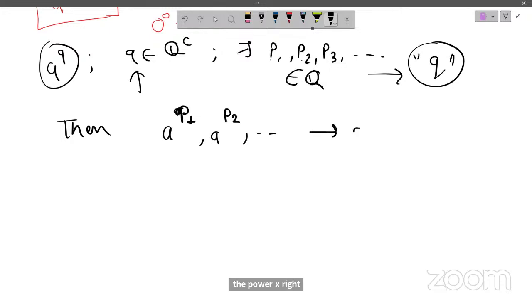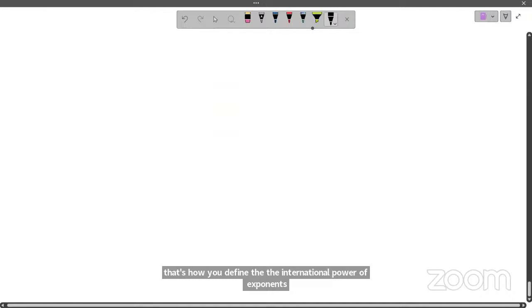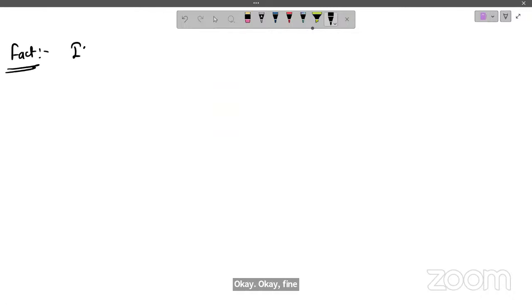Rational numbers. So then what happened? This sequence will go to a to the power q. So that's how you define the irrational power of exponent. Ma'am, I didn't understand this part. Okay, fine, don't worry.